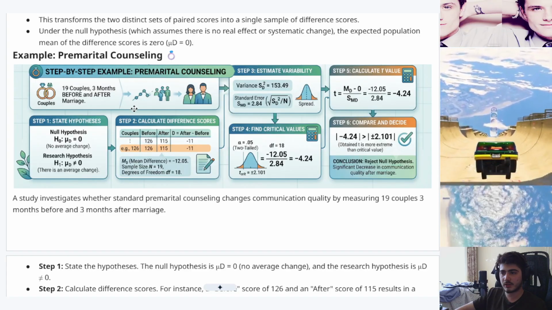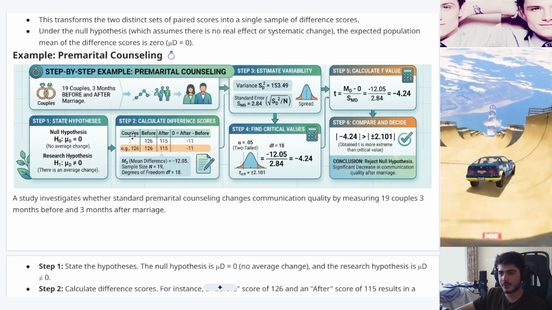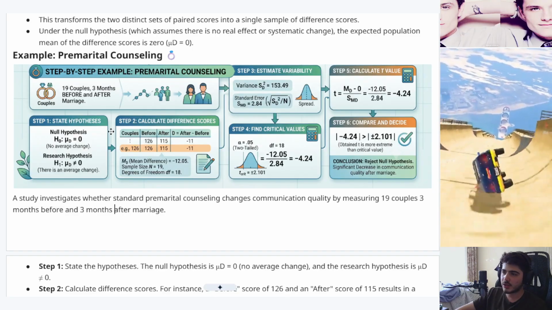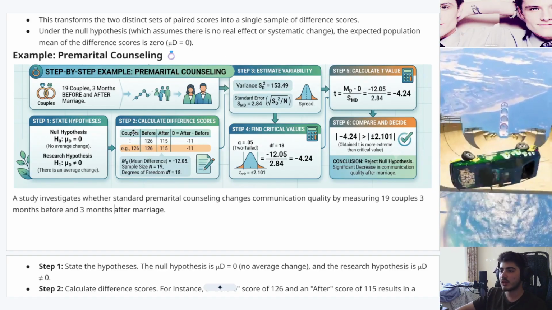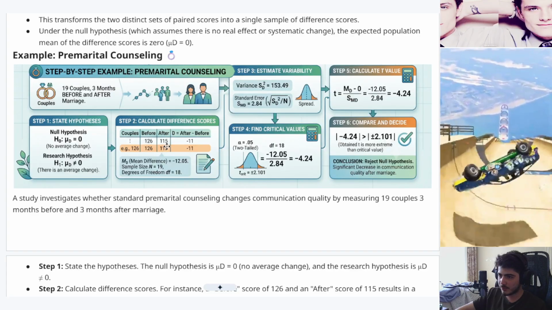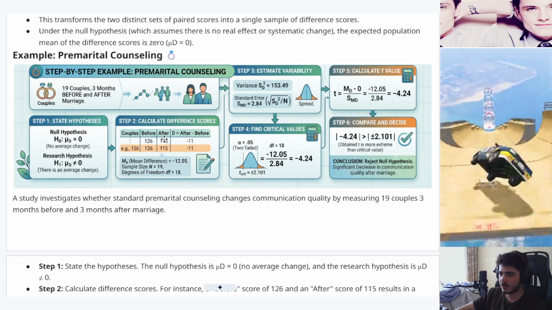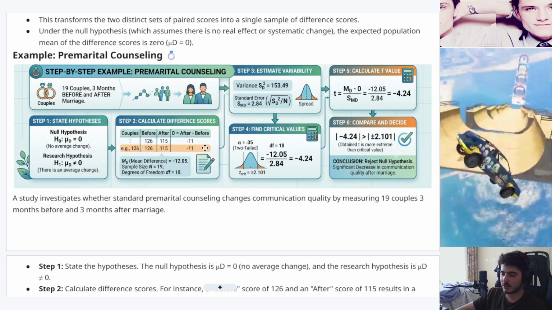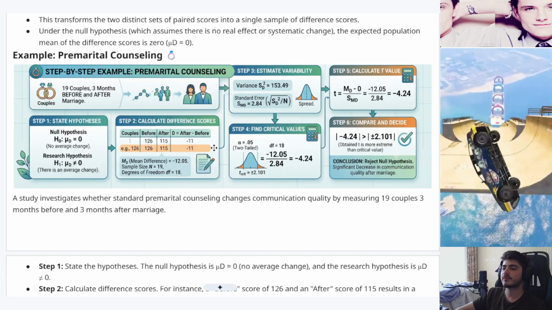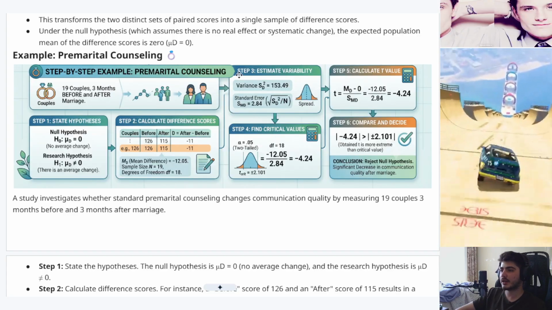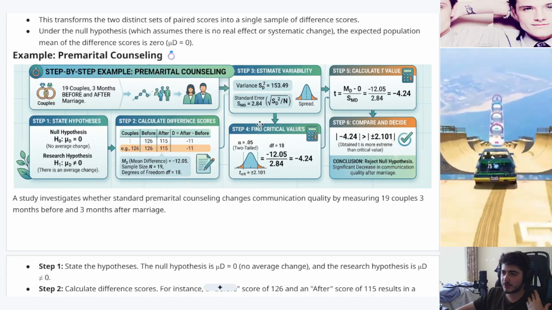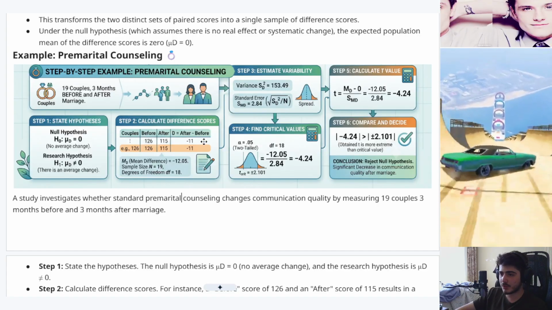Couples, these are like 100 couples, let's say. Or no, there's 19 couples in the study. We take the before, we take the after, we subtract the before from the after, and then we see that there was a 11-point decline. And then we look at the variance. We calculated using the scores that we got from the differences.